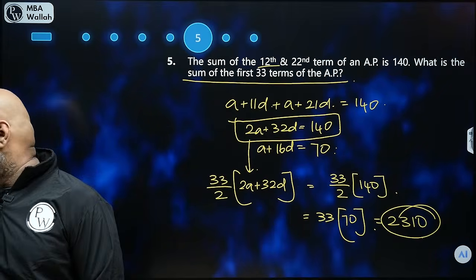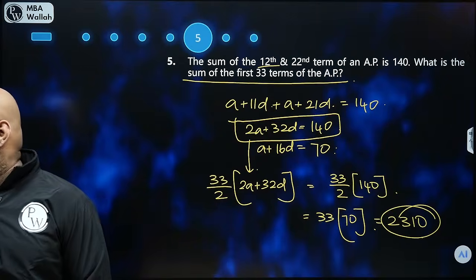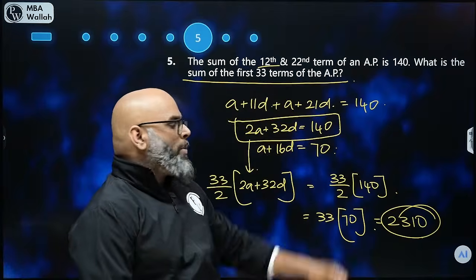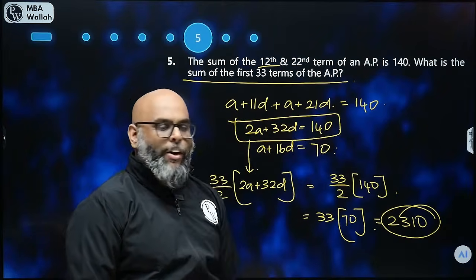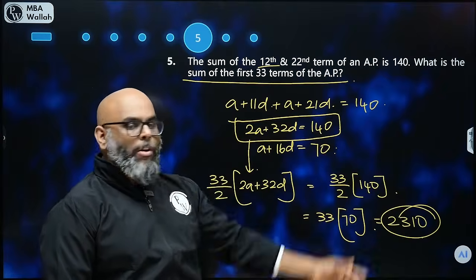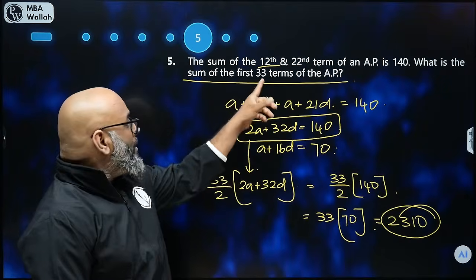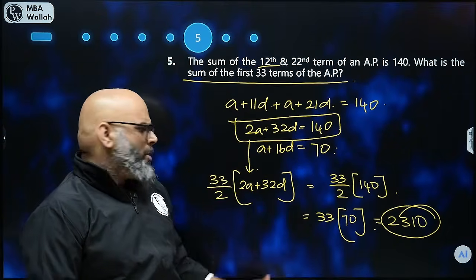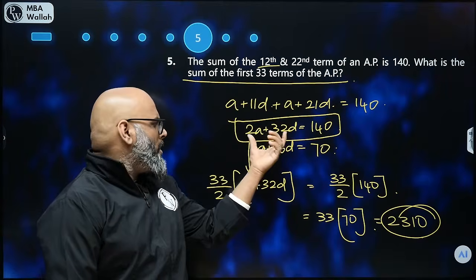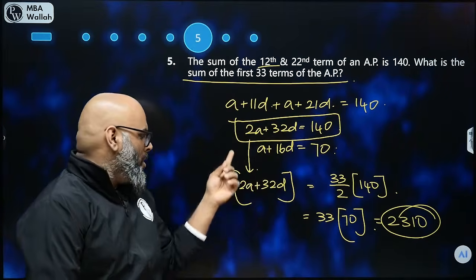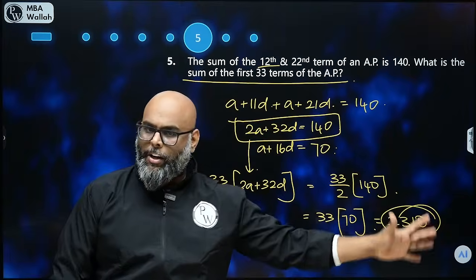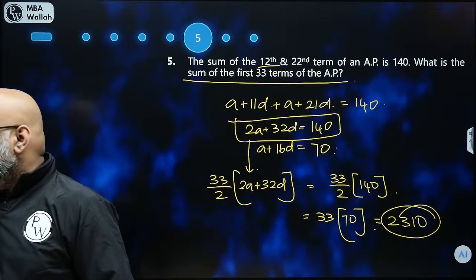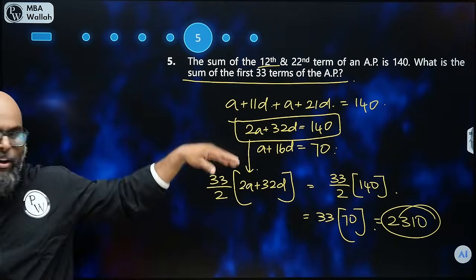Swastik, simple. The question says the sum of the 12th and 22nd term is given. The 12th term is a plus 11d. The 22nd term is a plus 21d. Add both of them, you get 140. So 2a plus 32d equal to 140. The sum of the first 33 terms will be written as n by 2 into (2a plus 32d). I straight away need this. I already noticed I have 2a plus 32d is equal to 140. Substitute it, you will find the sum of the 33 terms. That's all. Nothing fancy about this. Have a look at it, you will understand again.